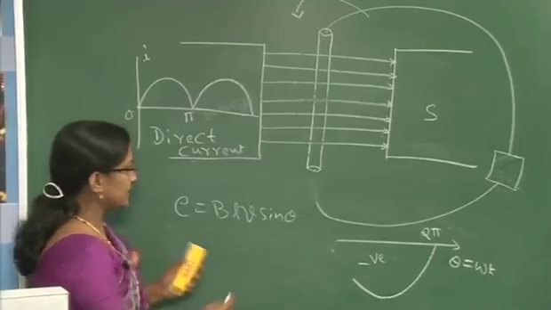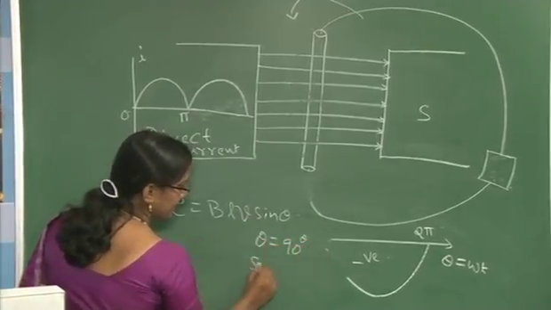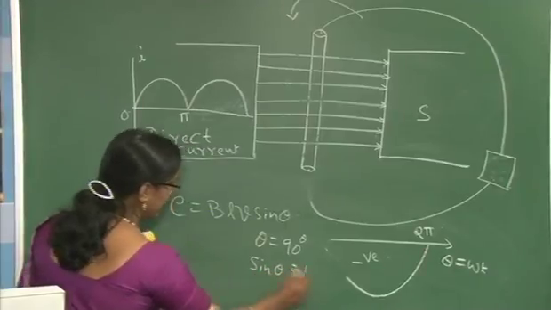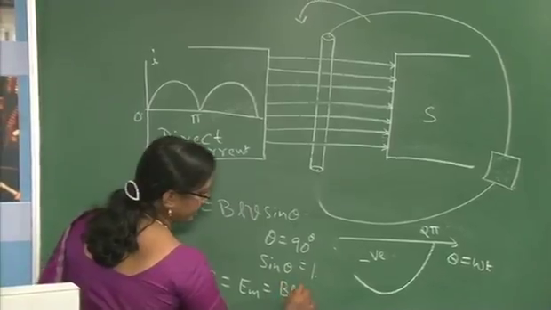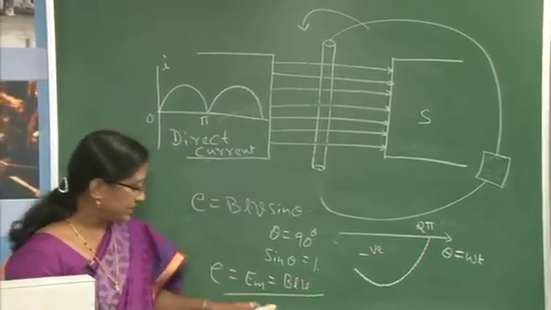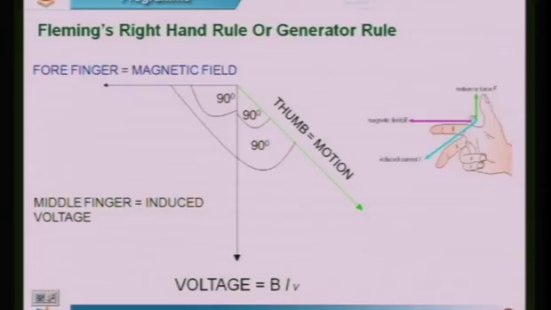Since theta is equal to 90 degrees, sin theta is equal to 1. So E is equal to Em, that is equal to BLV. At theta equal to 90 degrees, we get the maximum induced EMF.